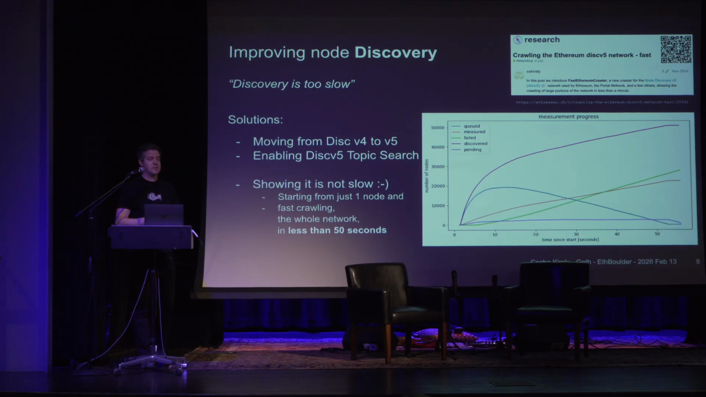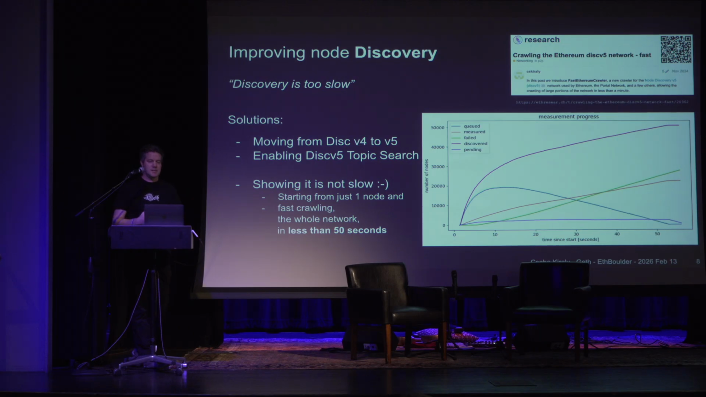Discovery. You see discovery when you are starting a node. It has to attach to the network. And the problem with discovery is that discovery is slow in the current implementation. At least this is what I heard. So we have solutions to make it faster. First of all, we have a new protocol. I mean, it's not new. There was V4, there's V5, and V5 is much better than V4.